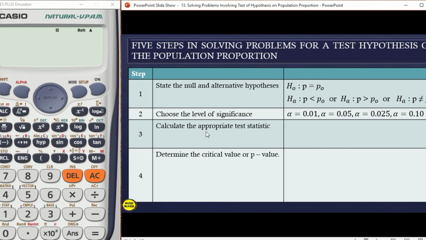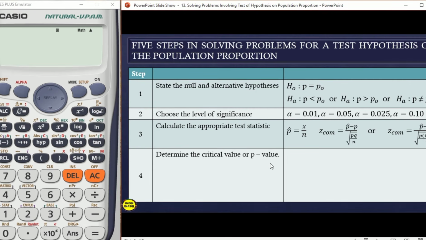Step 3, calculate the appropriate test statistic. So ano ba yung formula na ginagamit natin? So yung sample proportion that is x over n, and then using this formula. So pwedeng ganito or kasi alam naman natin na yung q natin that is 1 minus p. Okay, 1 minus p. So ang gagamitin natin formula para makompute natin yung computed value is gamit itong formula na to.